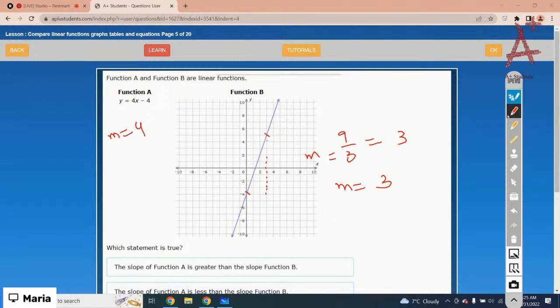So the slope of function A is greater than the slope of function B. Got it? Option number A is the correct option. Got it, everyone?